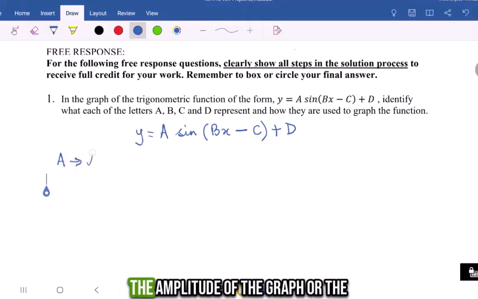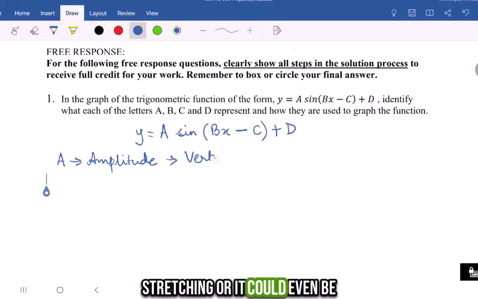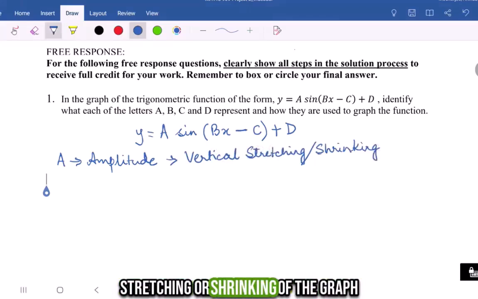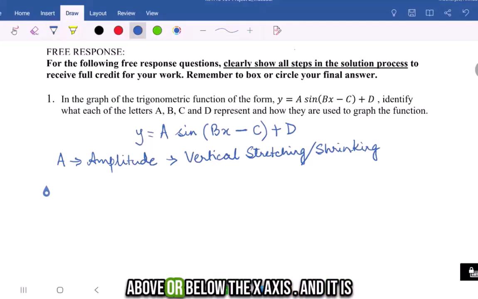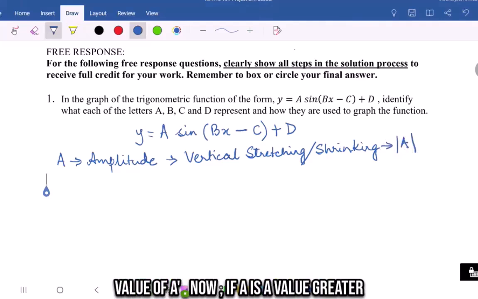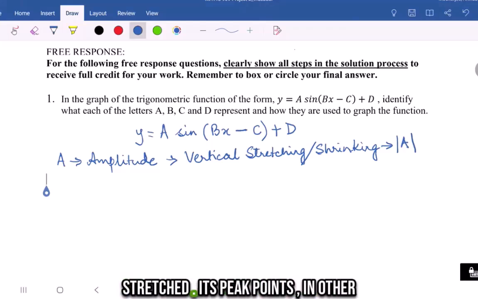A stands for the amplitude of the graph, or the amplitude of the function. The amplitude refers to the vertical stretching, or it could even be shrinking. So it refers to the vertical stretching or shrinking of the graph above or below the x-axis, and it is denoted by the formula absolute value of a. Now, if a is a value greater than 1, then the graph gets stretched. Its peak points, in other words, rise up or fall below the x-axis.